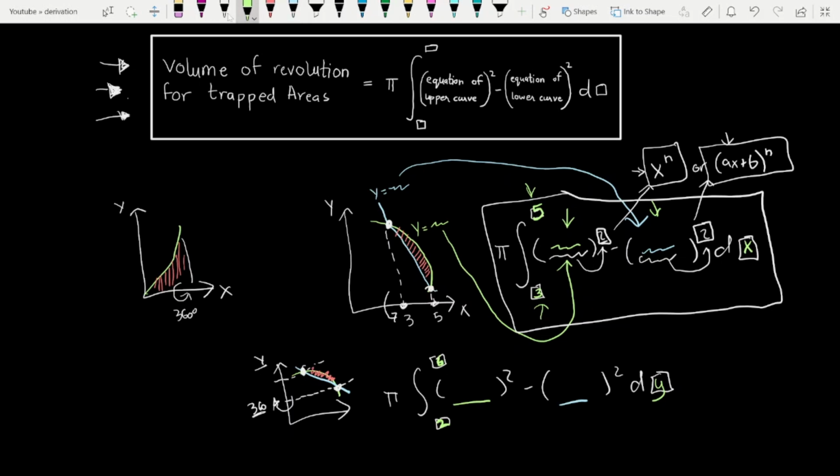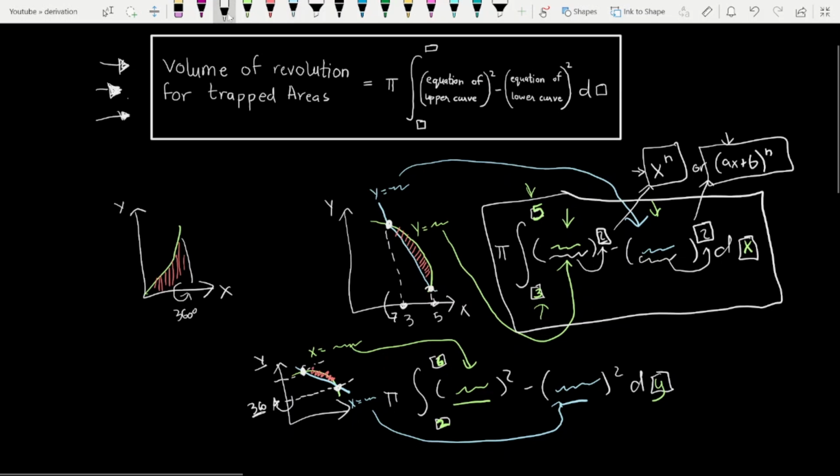Since we're rotating this area about the y-axis, you need to get the equations in terms of y. How do you do that? You make x the subject. When you make x the subject for the curve, you get something in terms of y, and when you do the same for the line, you get something in terms of y. Just pick those up and put them in here. Then you solve this out like you usually solve your integrals, and you'll get your volume of revolution. Now remember, you need to be careful when identifying the upper curve and the lower curve, or the upper curve and the lower line.